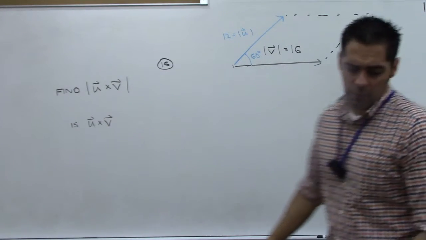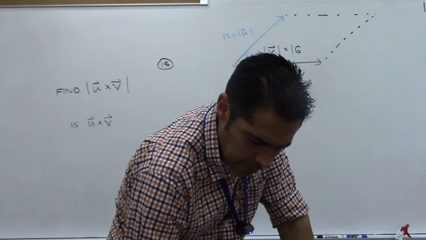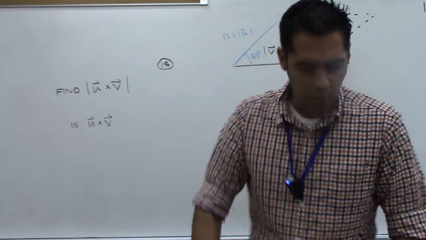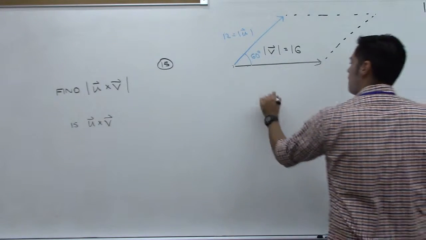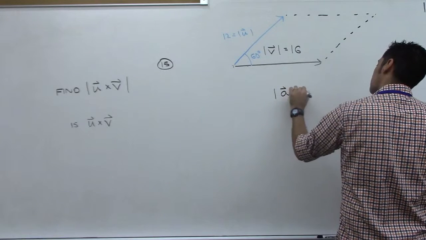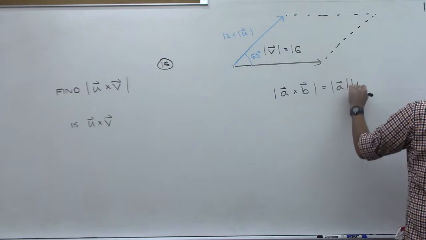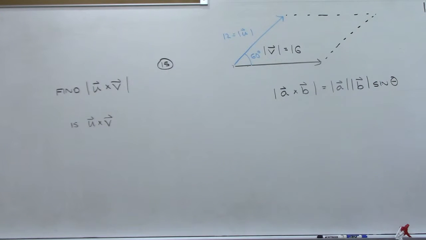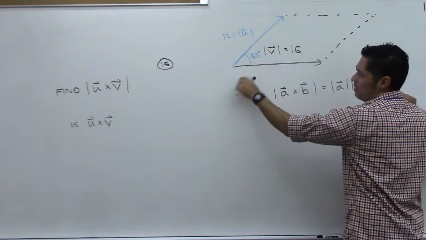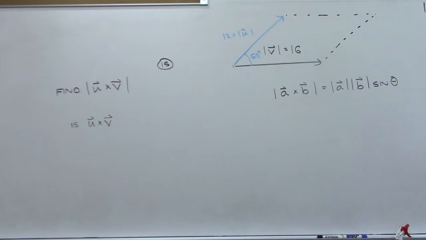So we have a formula for the magnitude of the cross product. It's very similar to the dot product formula. The magnitude of A cross B is equal to the magnitude of A times the magnitude of B times sine of the angle between the two vectors. So I had to get theta. Theta is 60, not the 120. So we had to go tail to tail before we could figure out the angle.